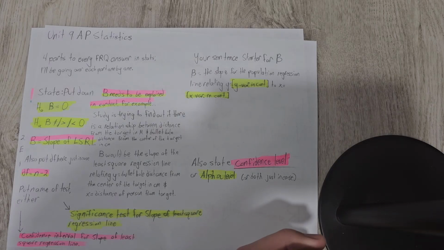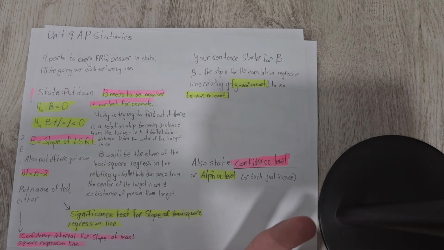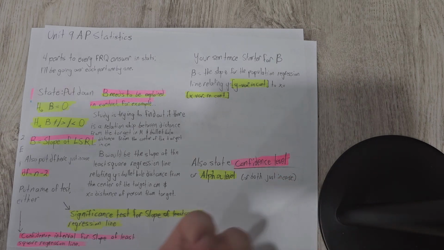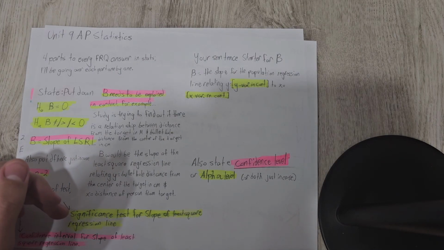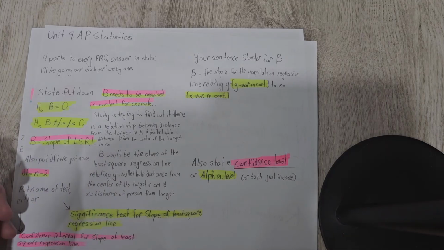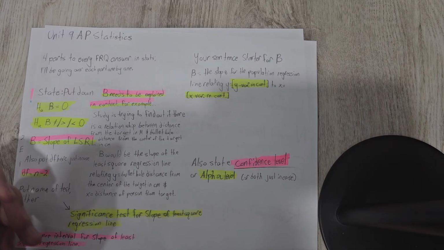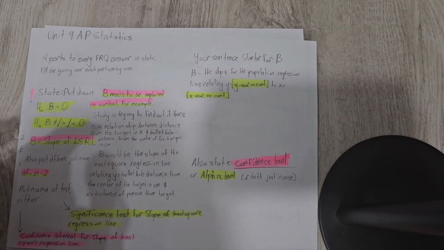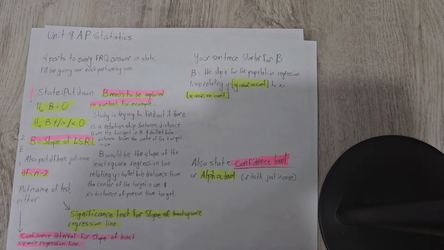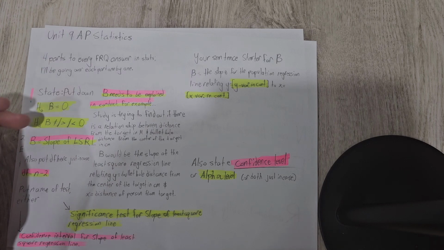These are the things you want to put at the very beginning of your test to make sure you get all the credit that you need. So I'm going to be separating this into 2 parts. You have your significance test for slope of least square regression line and confidence interval for slope of least square regression line, which I'm just going to refer to as LSRL from now on because there's no point in writing out this whole long sentence when I can just abbreviate it. So anything in yellow is LSRL significance test, and the pink ones are confidence interval.